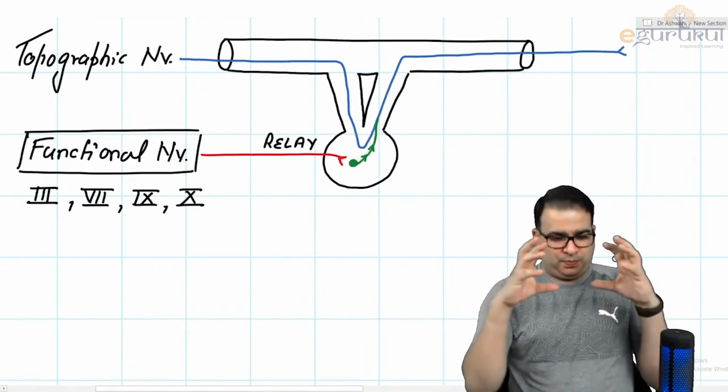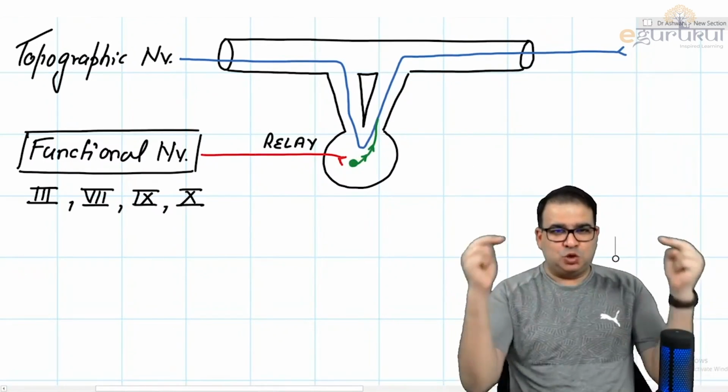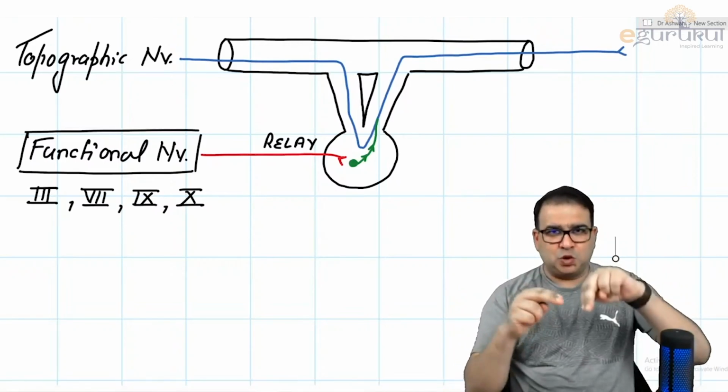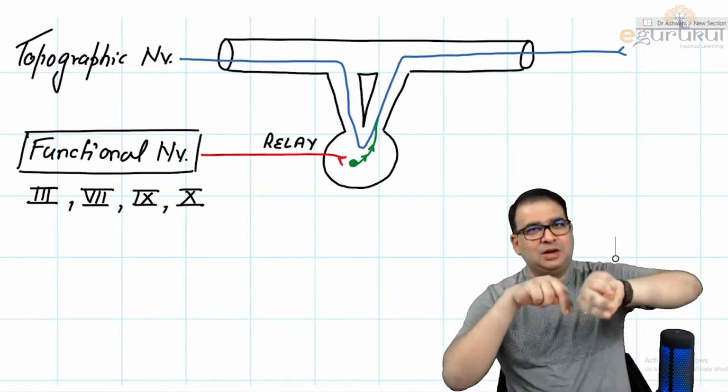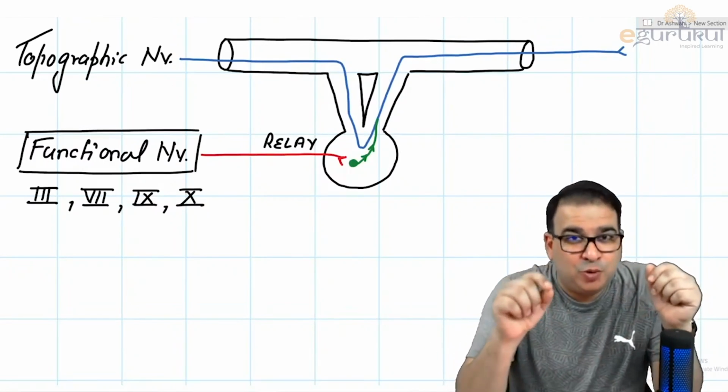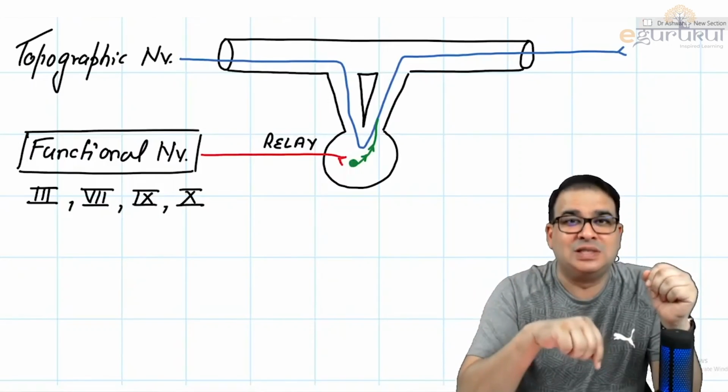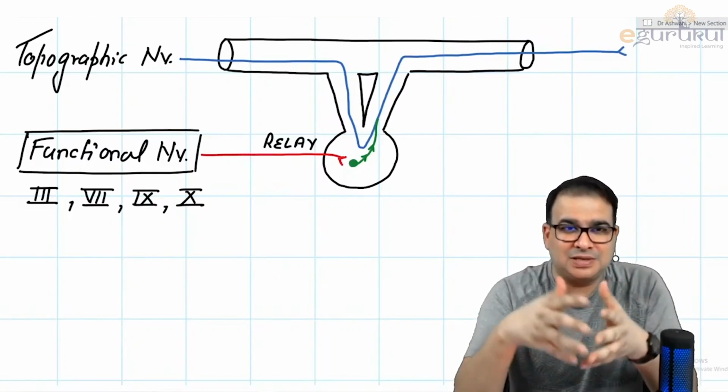Generally ऐसा होता है आपको, in parasympathetic ganglions you will see 2 nerves entering inside. Generally one is topographic, one is functional, but the only nerve which comes out is the topographic. But that topographic nerve is having the functional fibers also inside it. Post-ganglionic functional fibers are inside.